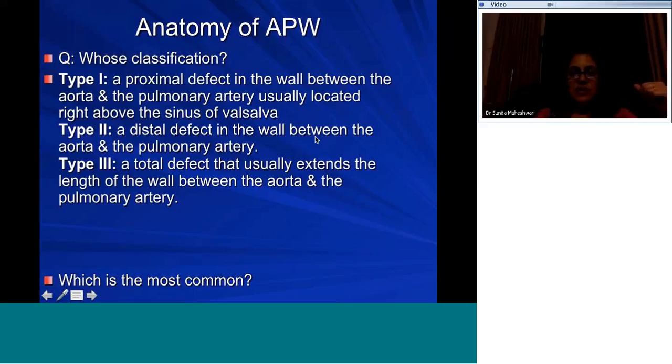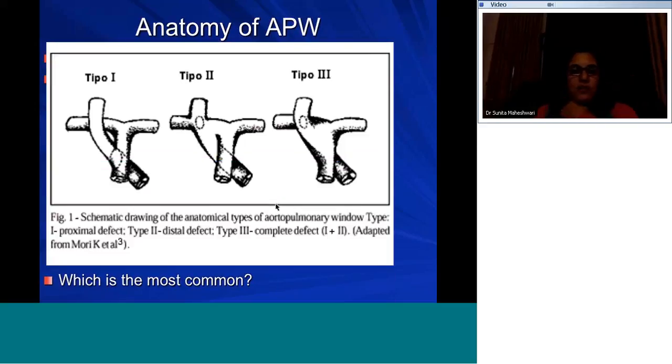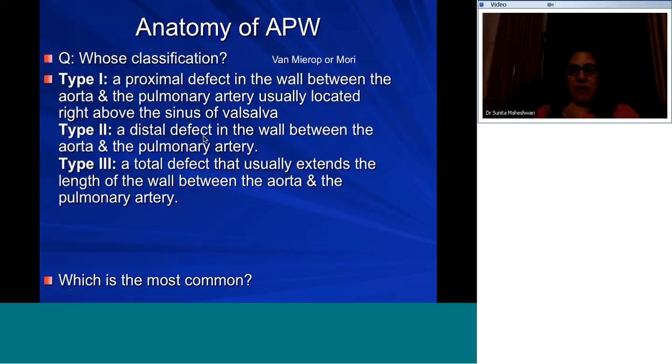Whose classification is this? Type 1, proximal defect in the wall. So this is Mori, or some modification, which is your Van Meerhoop. So if you look at it, type 1 is where you have a connection between the main pulmonary artery and the aorta. Type 2 is where it extends into the pulmonary artery, so it's between the right pulmonary artery and the aorta. And type 3 is the whole way, aorta and pulmonary artery.